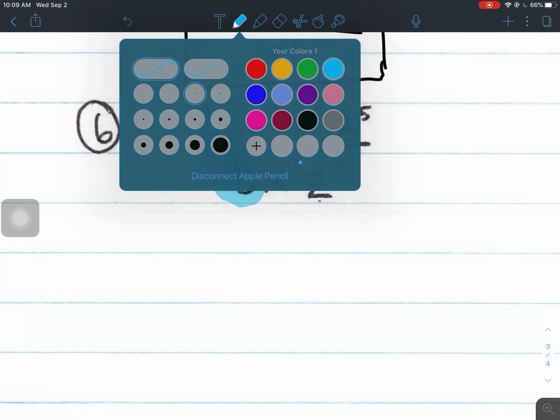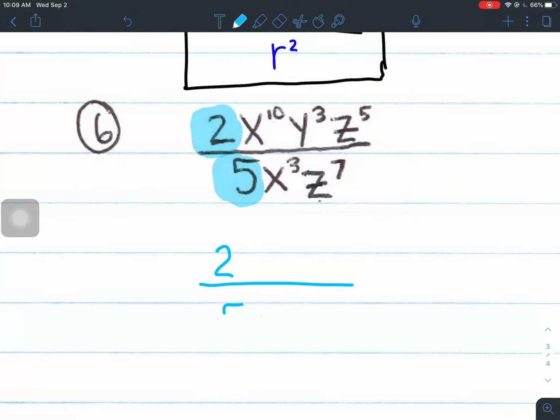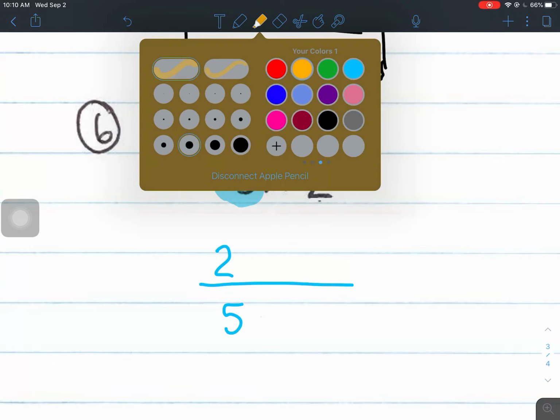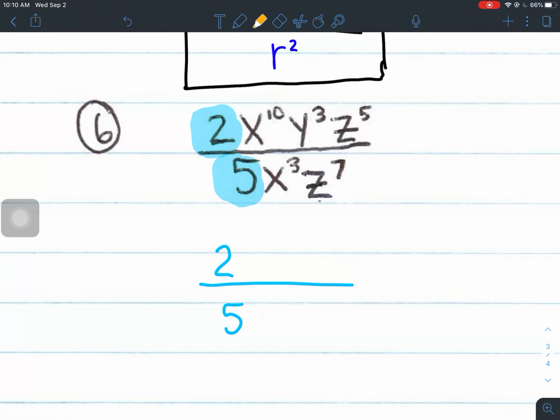So what does that mean? It's already as simplified as it can get. So I'm going to have 2 divided by 5. And again, I'm making that fraction bar big because I still have a bunch of other stuff I haven't done yet. Okay, now I'm going to look for like bases.